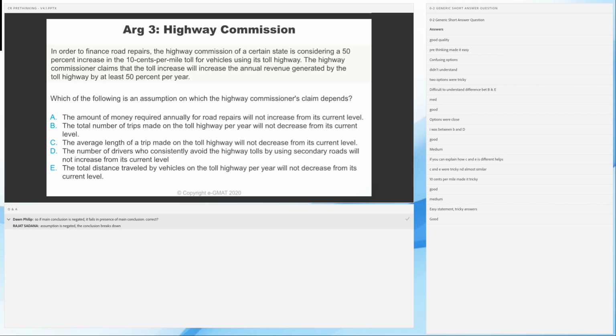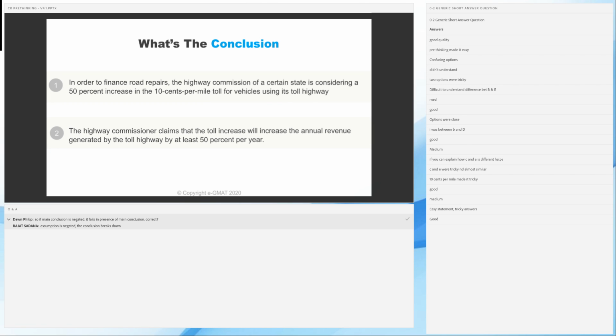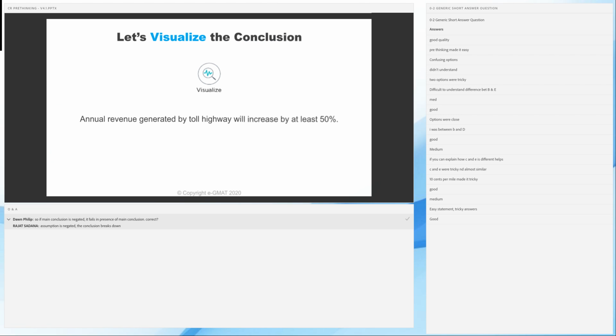I'm going to explain every answer choice. Okay, don't worry, Alejandro, this is a 700-level question. So what's the conclusion here? The conclusion here is that the toll increase will increase the annual revenue generated by at least 50%. In other words, if last year the annual revenue was $1 million, this year the annual revenue would be, let's say, $1.6 million. All right, that's what we are saying over here.